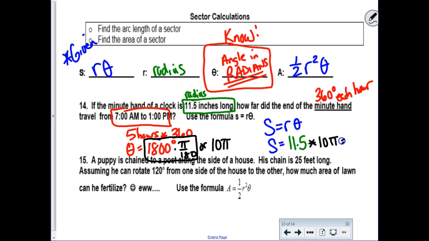All right, so 10 pi. Decimal answers, please. I love decimal answers on these questions. This comes out to 500, nope, no it doesn't. 361.3 inches.